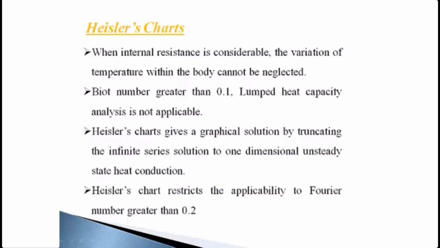By truncating the series, you can have a graphical representation, and this is Heisler's chart. So Heisler's chart gives a graphical solution by truncating the infinite series solution to one-dimensional unsteady state heat conduction. And this chart restricts its applicability to Fourier number greater than 0.2.